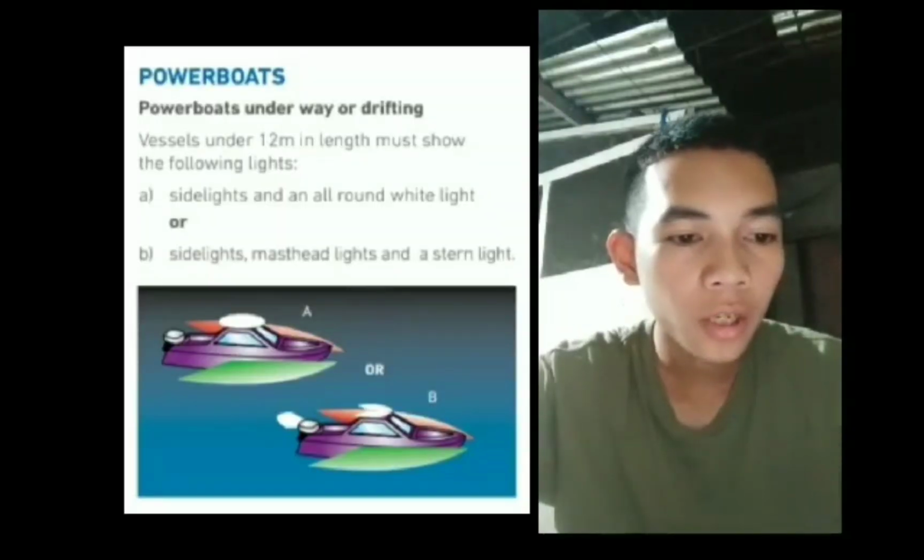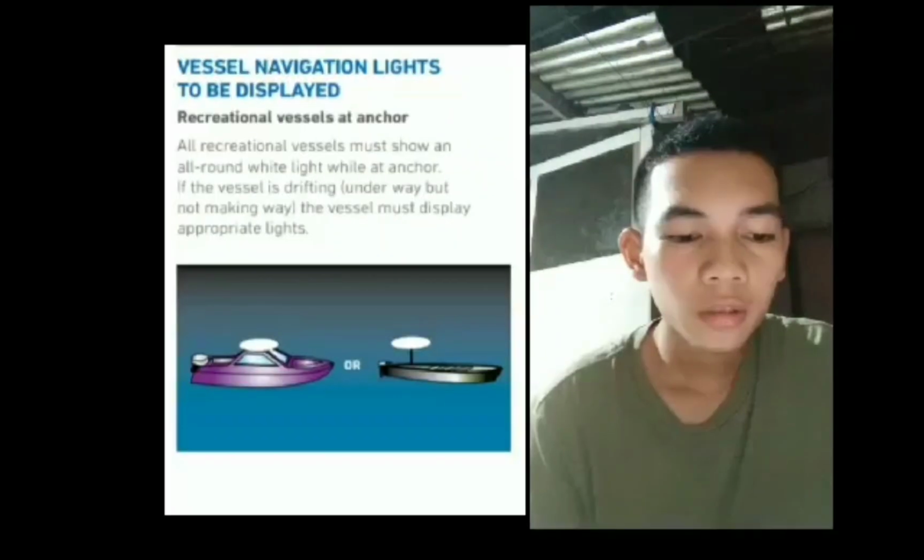Power boats underway or drifting. A vessel under 12 meters in length must show the following lights: A, side lights and an all-round white light, or B, side lights, masthead light, and a stern light. Vessel navigation lights to be displayed.